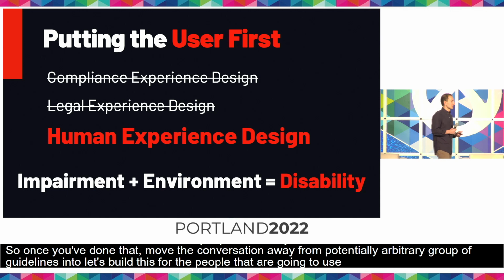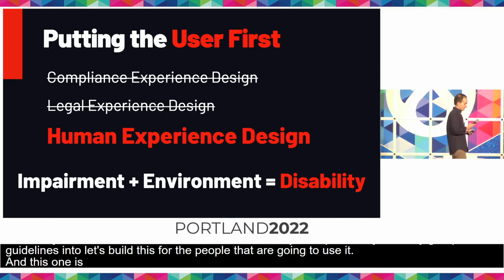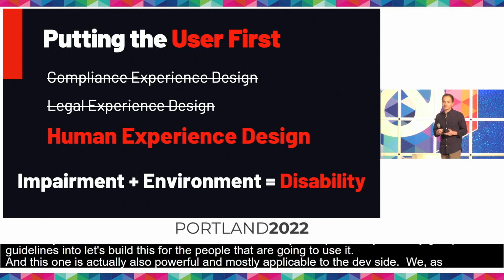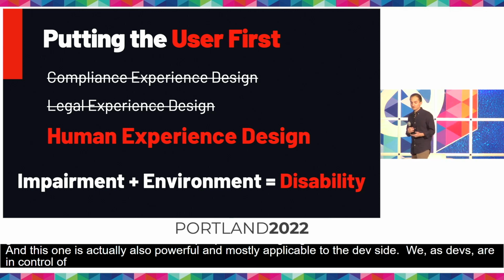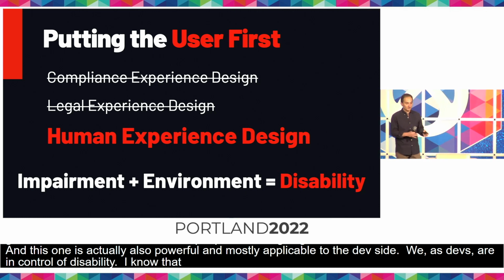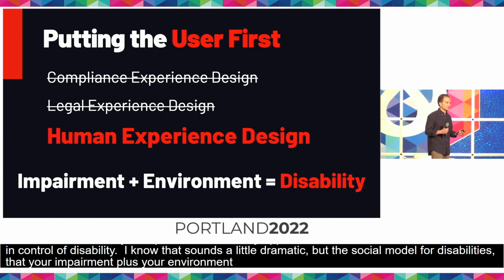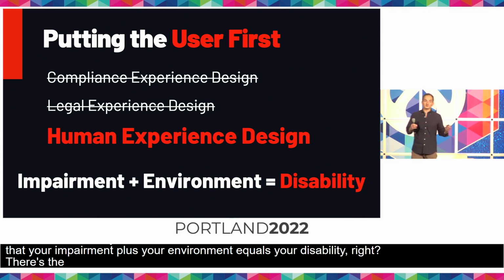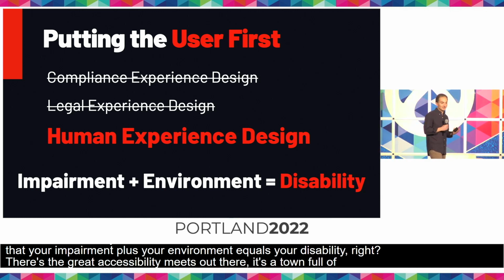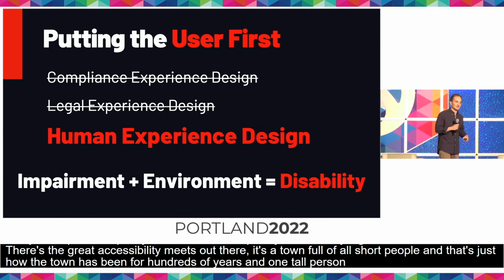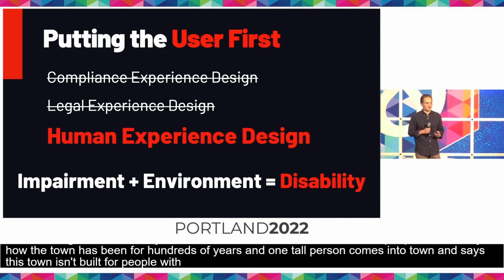And this one is also extremely powerful and mostly applicable to the dev side, in that we as devs are in control of, candidly, disability. I know that sounds a little dramatic, but the social model of disability is that your impairment plus your environment equals your disability, right? There are great accessibility memes out there where it's a town full of all short people, and that's just how the town has been for hundreds of years. And then one tall person comes into the town, and he says, this town isn't built for people with disabilities, right? It's the same conversation, just in reverse. The environment itself was not accessible.